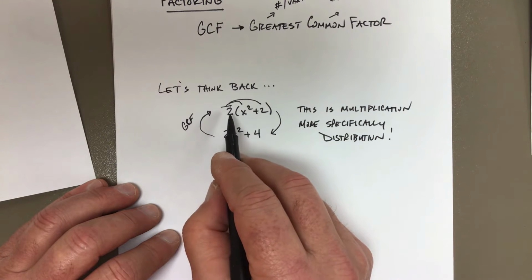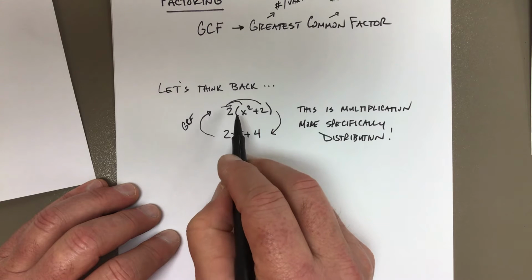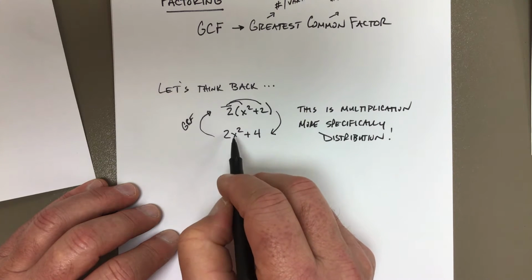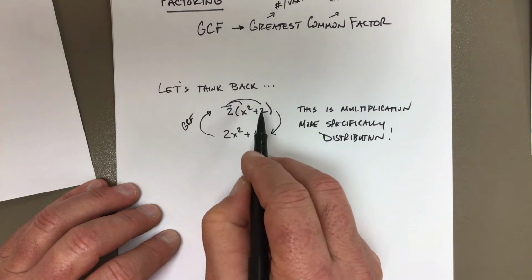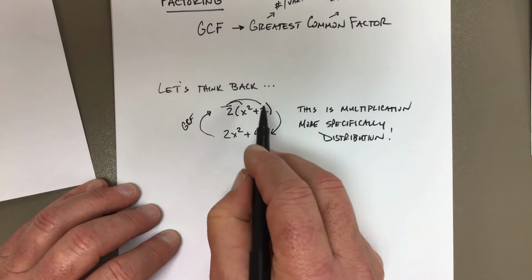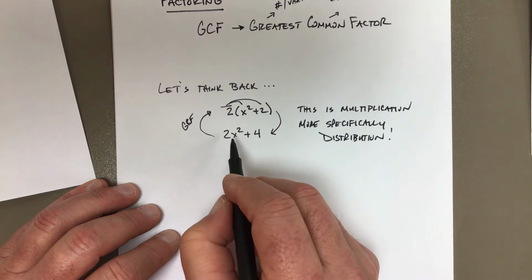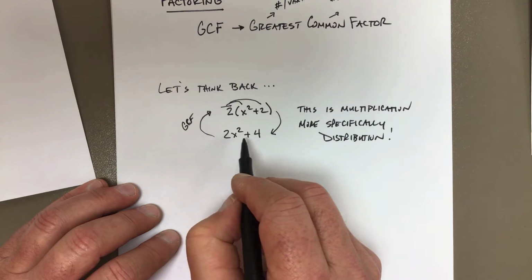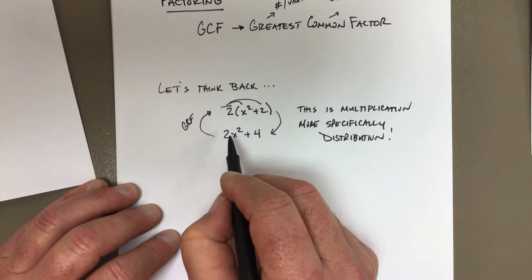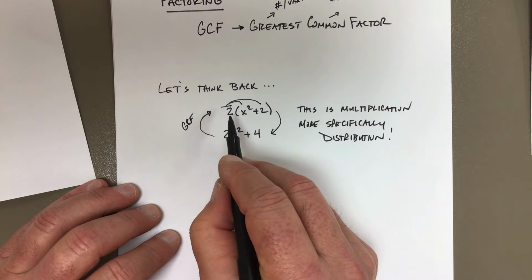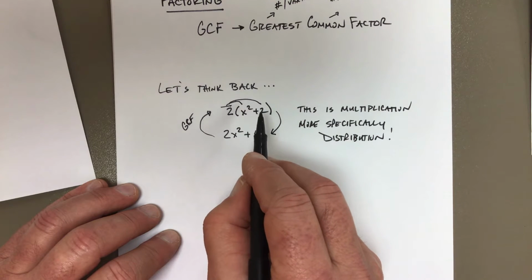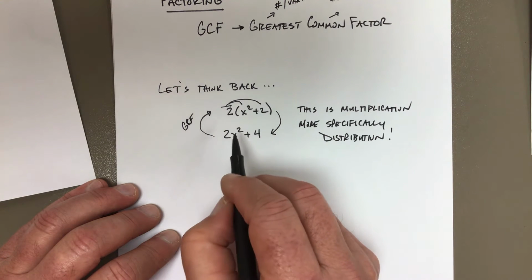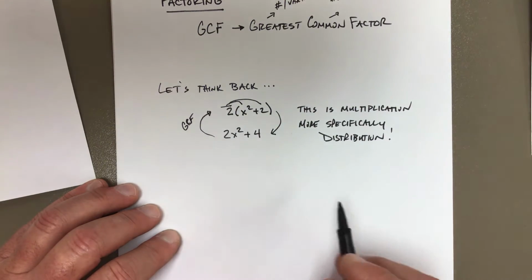So what do you multiply 2 by to get this 2? 1, right? And then x squared is already there, so we have to put x squared here. What do you multiply 2 by to get 4? We multiply it by 2. That's why that 2 goes there. So we take this thing and we factor out the greatest common factor, we put it there, and then we put what's left, or what do we multiply this by to get this down here. That's what we're going for.